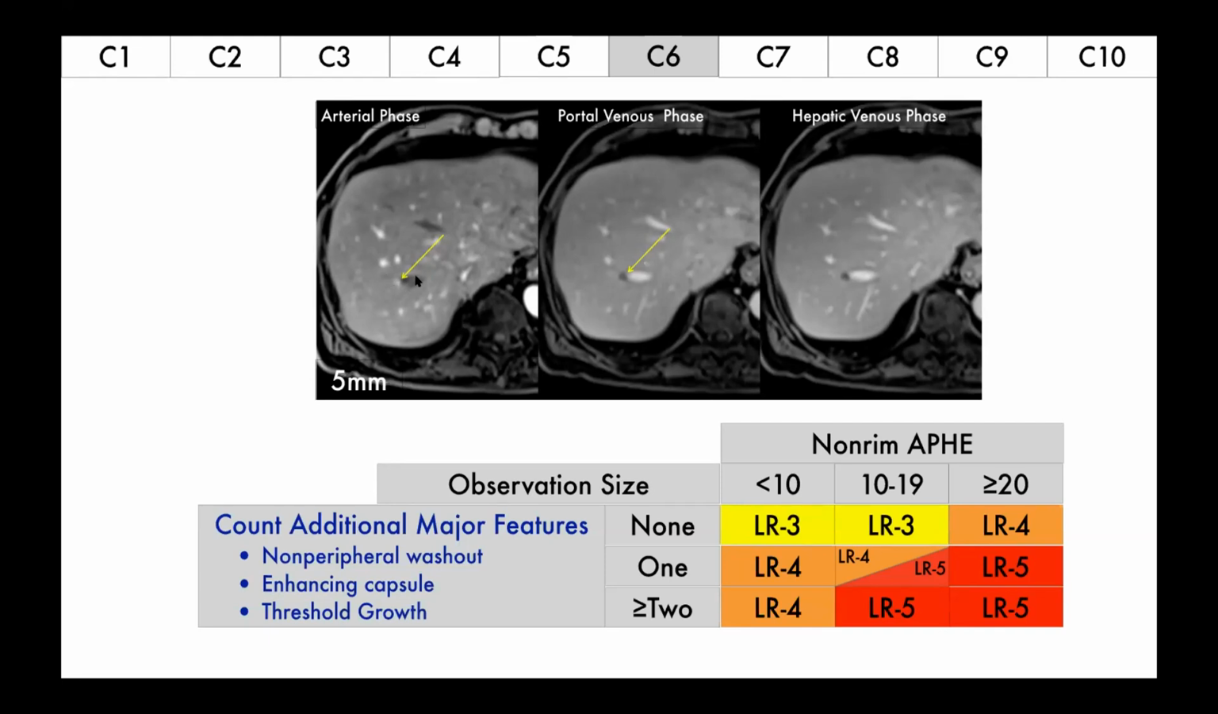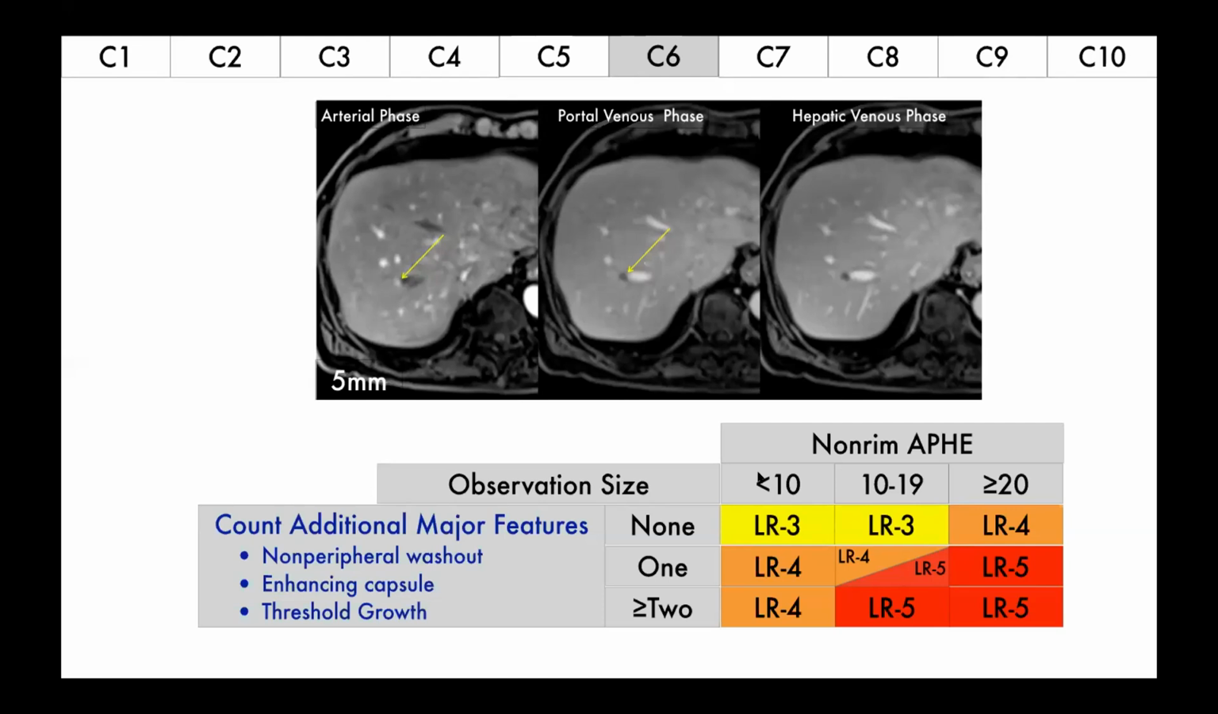So here, let's look at this observation, which is right next to the right hepatic vein. And this observation measures 5 millimeters in size. So when you go to the table, you have the greater than 20, the 10 to 19, but here is the less than 10 spectrum. Now, please remember, as a standard dictum, when you have an observation less than 10, you cannot call it an LR5 observation or a definitive HCC.